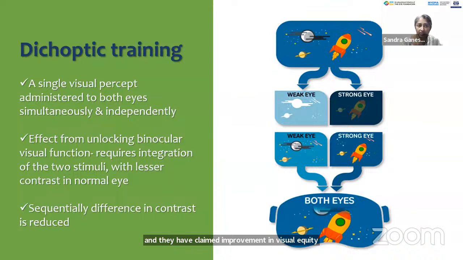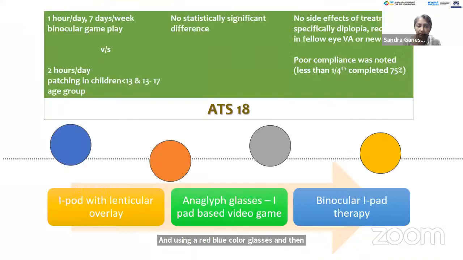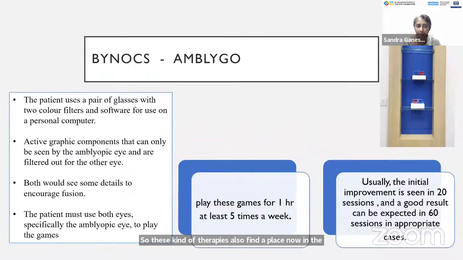The other form is dichoptic therapy, where you give a single visual percept to both eyes simultaneously using red-blue color glasses, and then you decrease the contrast in the good eye, and gradually you are making the contrast equal. So these kinds of therapies also find a place now in the ATS studies, where the recent studies look at these binocular therapies.